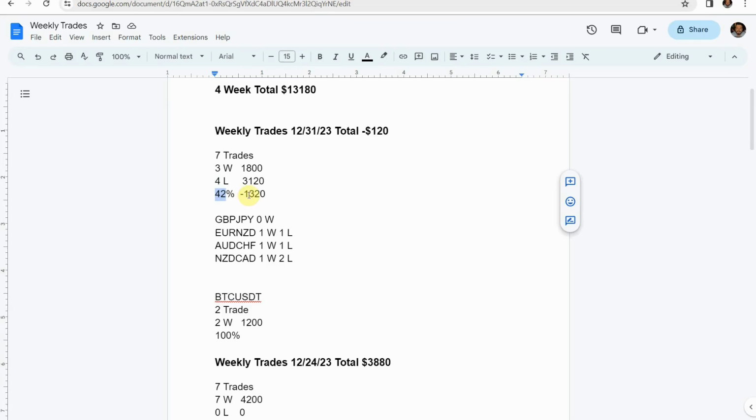We would have taken a loss of $1,320 altogether with the Forex pairs. On the crypto coin, though, we had 2 trades, 2 winning trades. We had 100% win rate with a gain of $1,200. It means our total drawdown for the week would have been $120. So for this time of the year, it's not very surprising that we would have a red week, especially a week sandwiched in between Christmas and the New Year. Things just tend to get really stagnant and they don't move very much.